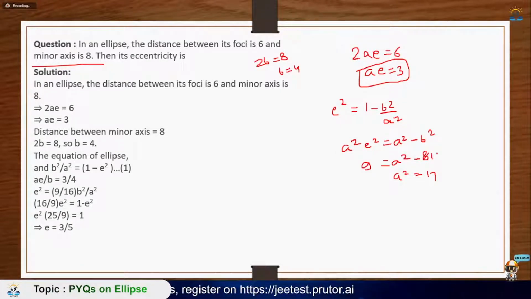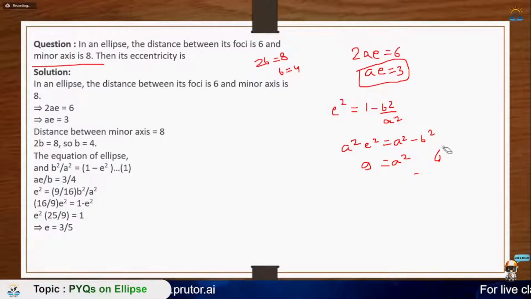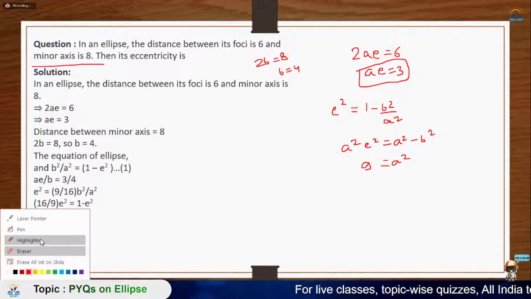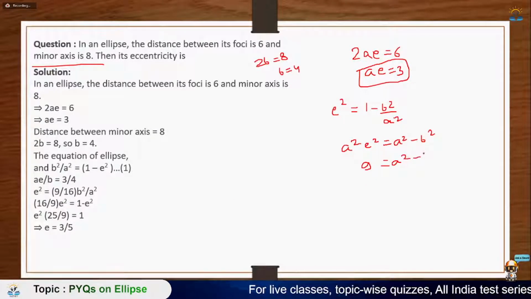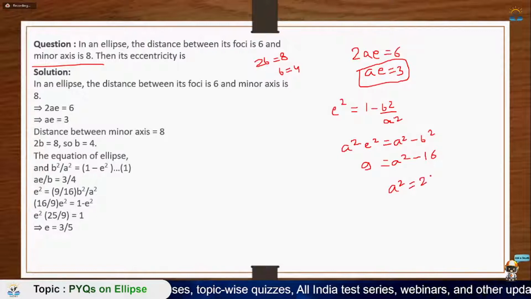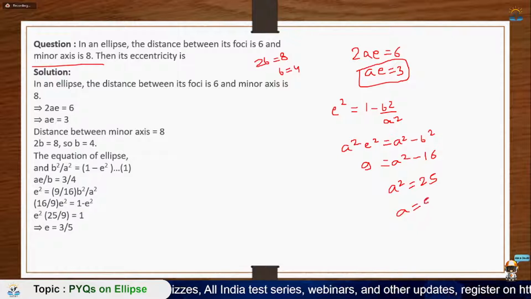No, sorry. Let me erase it. So 9 is equal to a square minus 16. From here, you are getting the value of a square to be equal to 25. So a is equal to 5. ओके, a हो गया मेरा 5.